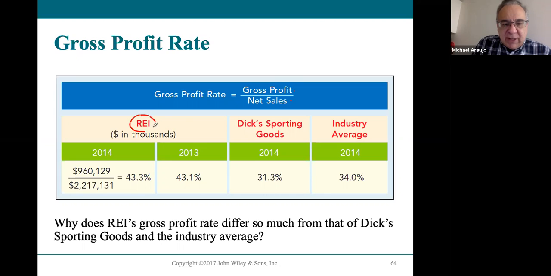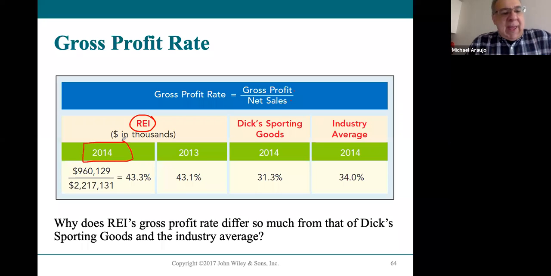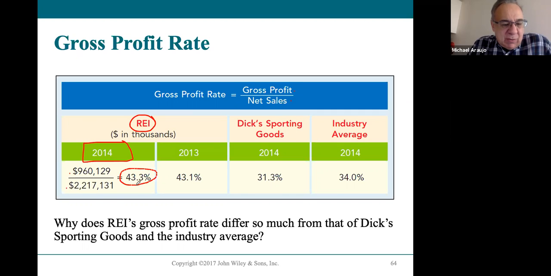Let's take a look at our friends at REI, Recreational Equipment Inc., for 2014. They had a gross profit of 960 million on net sales of 2.2 billion. So their gross profit rate was 43%. I'm just going to round it to 43%.